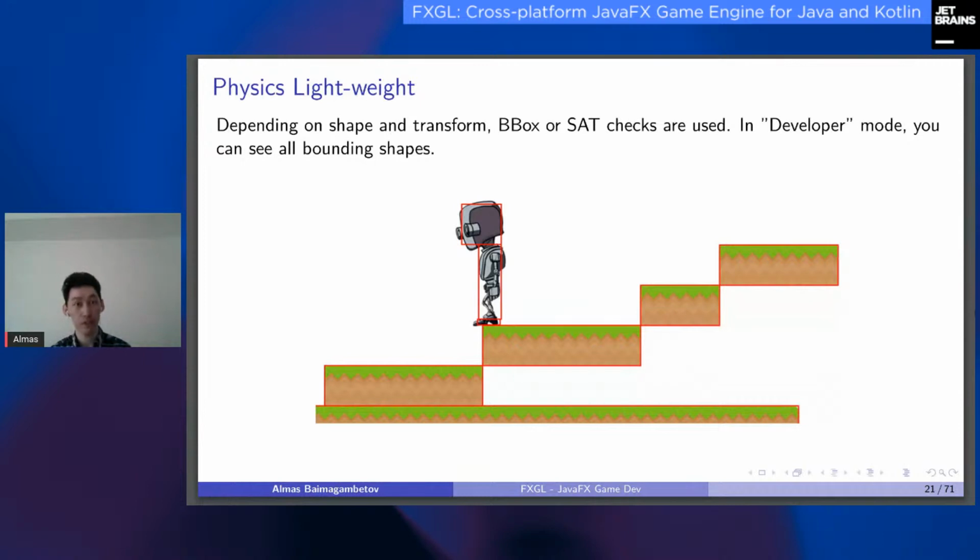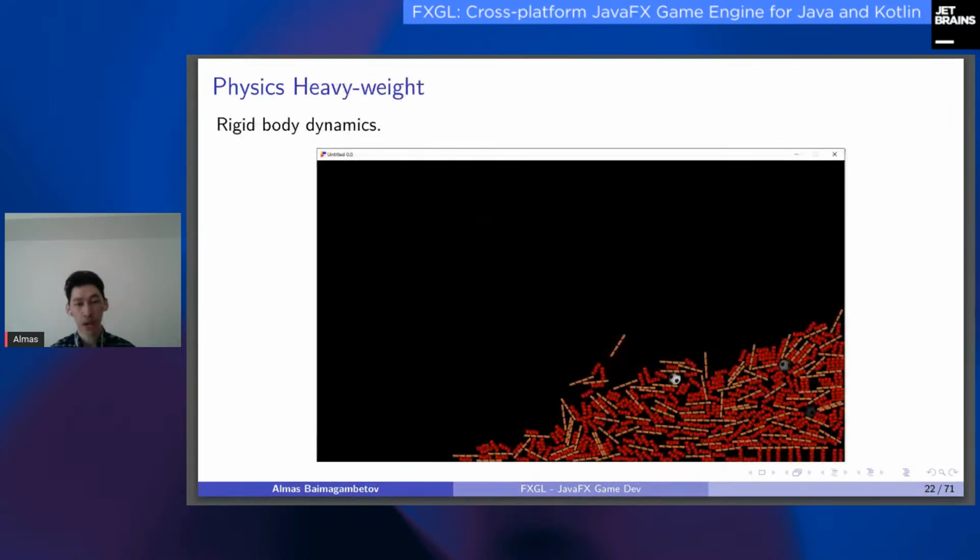So we want to do something like play a sound or collect a coin if your player entity is colliding with a coin entity. And there are a range of implementation techniques used for collision detection. The common ones are bounding box and separating axis theorem. And we also have the heavyweight physics, which is implemented using an adapted version of JBox2D, which is a physics engine for simulations.